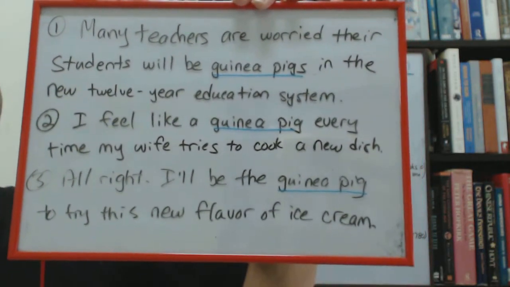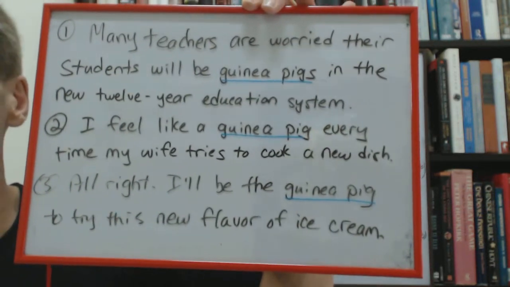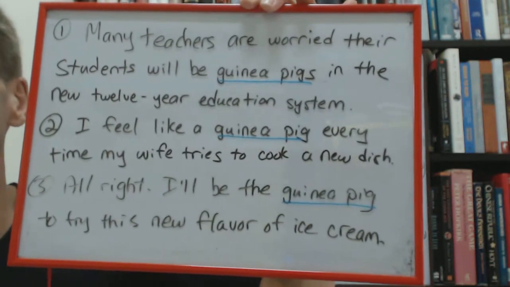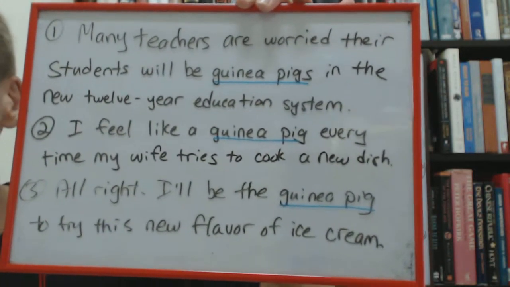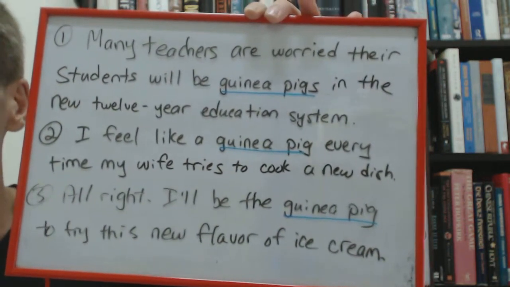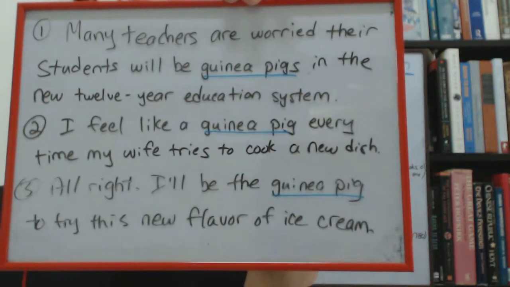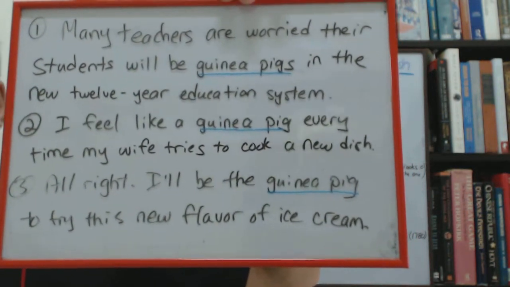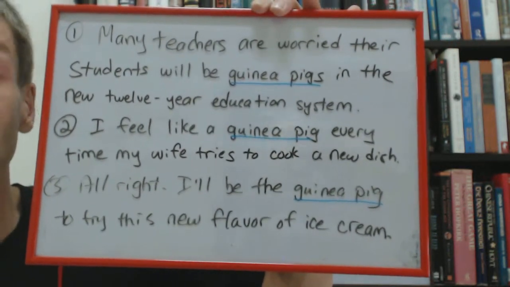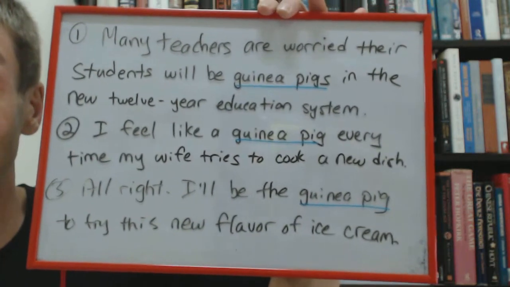I feel like a guinea pig every time my wife tries to cook a new dish. So the wife tries to cook a new dish, learning it for the first time. The husband and the kids are the first ones to eat it, so they might be guinea pigs when the wife tries to cook a new dish. Or, all right, I'll be the guinea pig to try this new flavor of ice cream. So we're going to try a new flavor of ice cream. One brave soul stands up and tries to be the guinea pig.